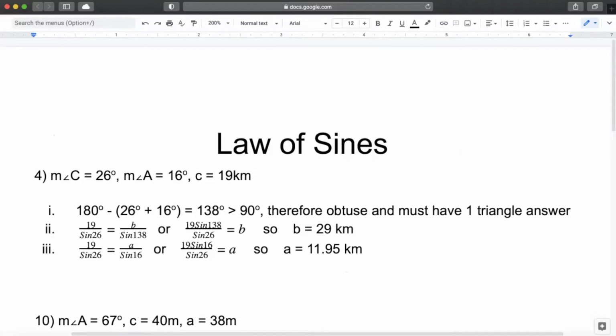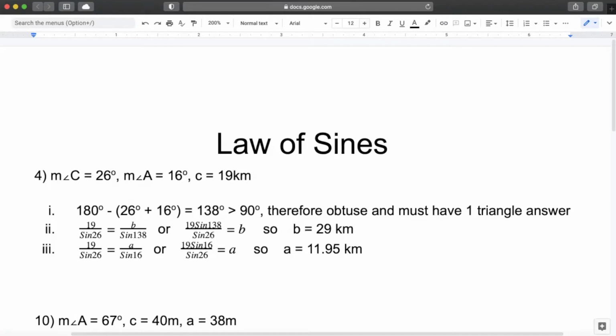So we know that both of these angles are less than 90 degrees, meaning that there must be an obtuse angle within there. And so we add them together and subtract them from 180 degrees to get 138 degrees as angle B, which is going to be greater than 90, and thus we know that there's an obtuse triangle, and we must have one triangle answer, because we already know for sure two angle measures.